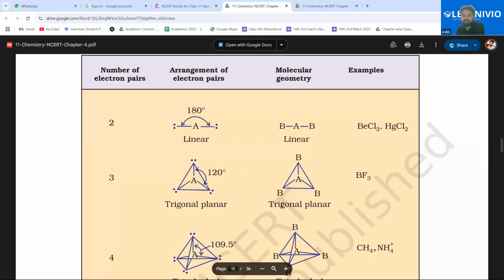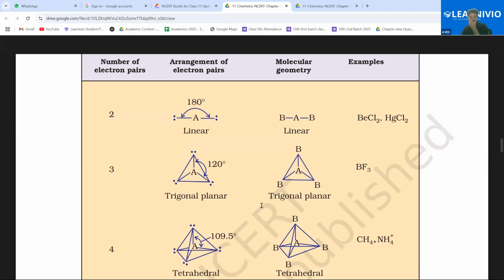Then trigonal planar will be this type of shape, and its bond angle is 120 degrees. Put it down fast.